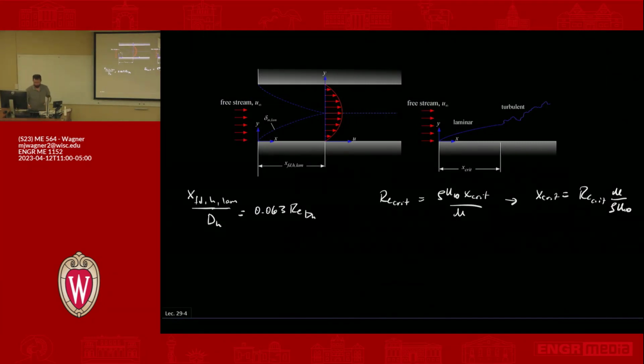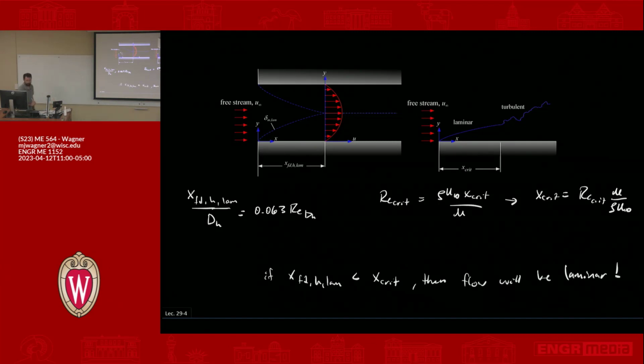Okay, so where are we? We're back here. From that, I guess we learned that if XFDH laminar is less than X critical, then the flow will always be laminar.